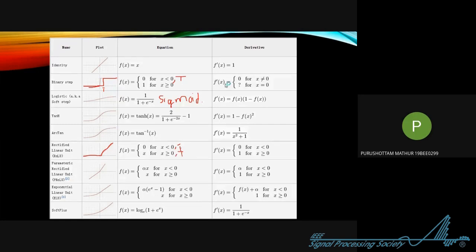So it can be t. Some t value could be there. It can be a shifted function and all. And this is the problem with it. Like, some error is there. So we use the rectified linear unit.